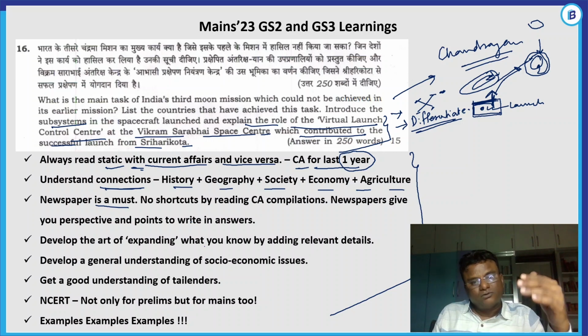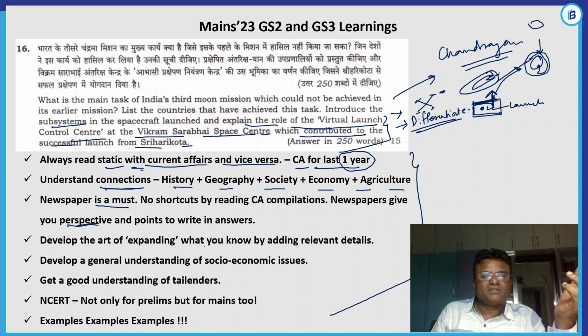That you have to prepare that material for yourself, and that can be done only by reading newspapers, because the newspaper will give you the points, the positive points and negative aspects of each and every current affair that you see. Read articles, read editorials, then you will be able to understand.